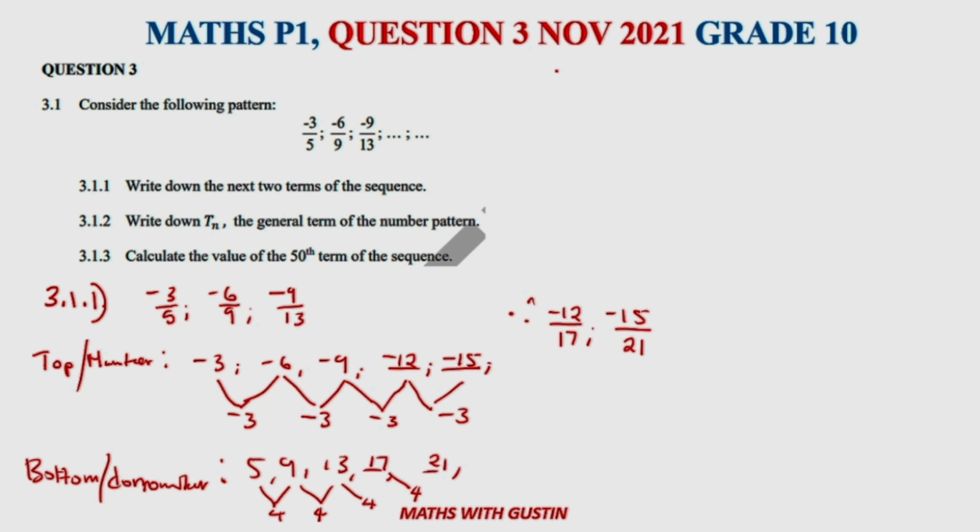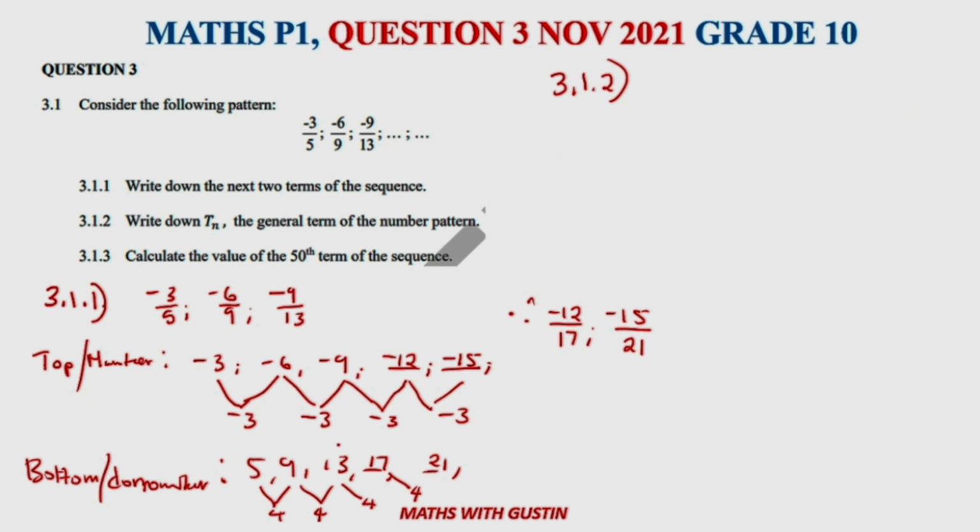We are done with 3.1.1. Now 3.1.2: write down Tn, the general term for this pattern. So now they are looking for the general formula for this pattern as well.